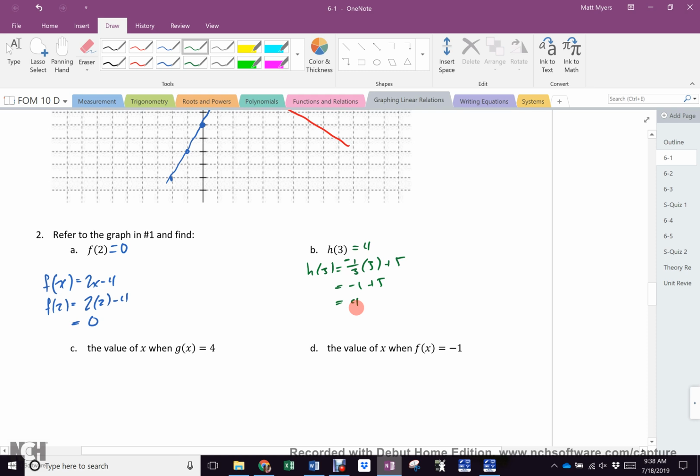Everybody good? What's the difference down here? Do I go on the x-axis or the y-axis? Y-axis. What about here? Y-axis. Everybody should be good, yeah?